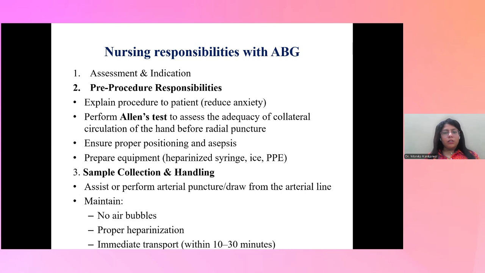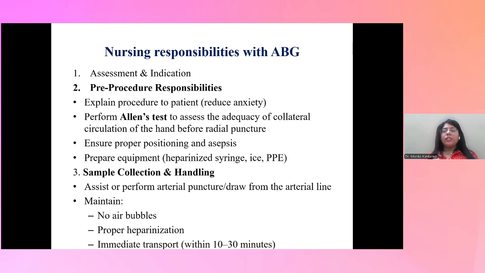Before going inside the artery, we have to ensure there is no air bubble. Our syringe should not have any air bubble, because if any air bubble is there, it will alter the ABG findings. The atmospheric partial pressure will cause alteration in the partial pressure values of CO2 and O2 in the patient's blood sample. So there should be no air bubble in the syringe. There should be proper heparinization so that the blood does not clot and coagulate. And immediate transport is an important point in ABG.